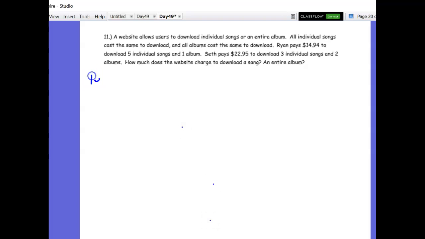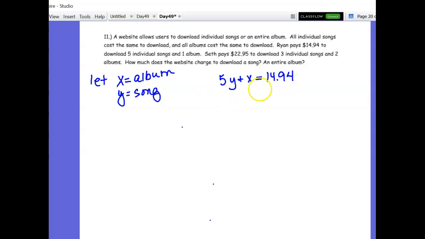So let's let X be the album, and let's let Y be the song. All right, so let's try to figure out our 2 equations. So he's downloading 5 songs, so 5Y and 1 album, and that would be $14.94. And then Seth pays, let's see, three songs, so he's got 3Y and 2X, and that would be $22.95.